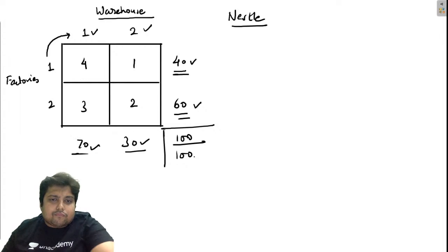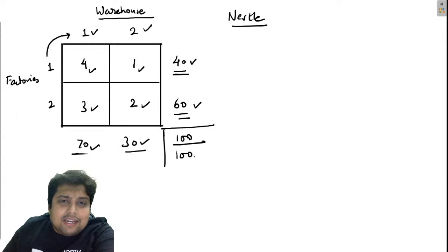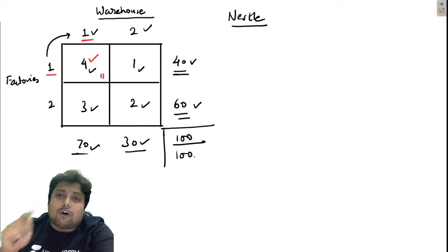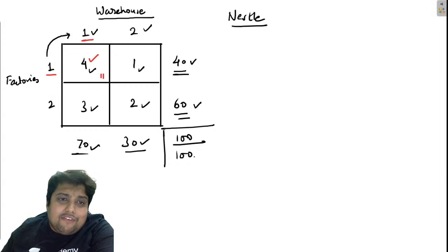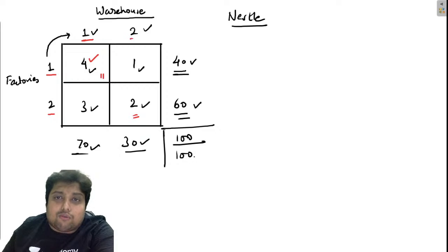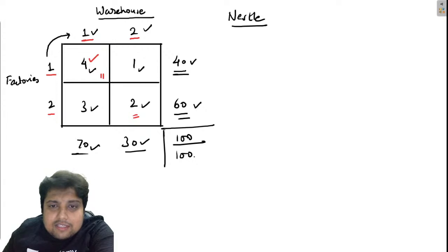Now, the 4, 3, 1, 2 that I have written here is basically the transportation cost. This 4 is at the intersection of factory 1 and warehouse 1. So 4 rupees is the transportation cost for 1 unit of Maggi if it is transported from factory 1 to warehouse 1. Similarly, 2 rupees is the transportation cost for 1 unit of Maggi if it is transported from factory 2 to warehouse 2. I hope you are getting my point. So basically in this matrix, these are the supplies.